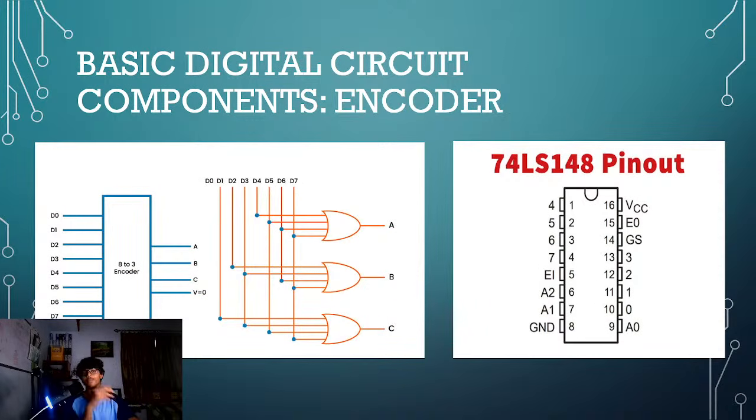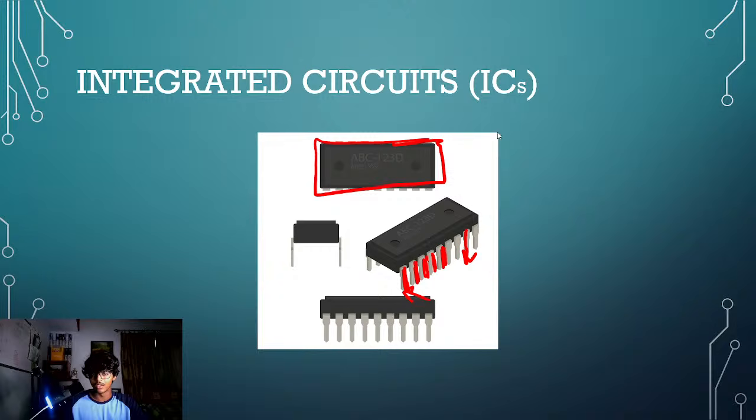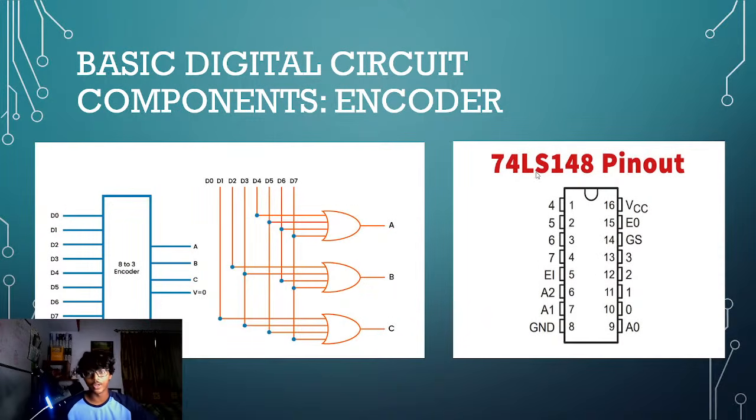Now, we're gonna get into some basic digital circuit components. What these mean are just different ICs in the real world. They are different ICs which have been designed. As you can see, this is called an encoder. I'll tell you what an encoder is, but this is a real world IC. In the real world, it looks like this. The model is called a 74LS148. You don't really need to know what it is.